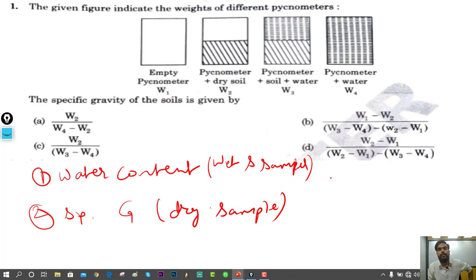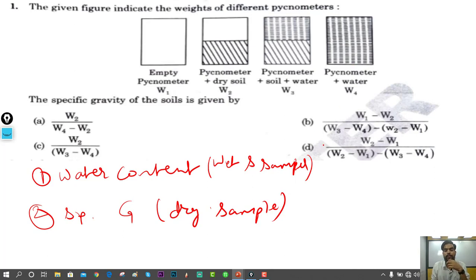So what is the formula? Remember guys, the formulas given in the first chapter of soil mechanics, that is origin of soil and soil water relationship, are very important, like water content, void ratio, porosity. All those formulas are important from the exam point of view. You have to remember them, because sometimes the question is directly based on those formulas.